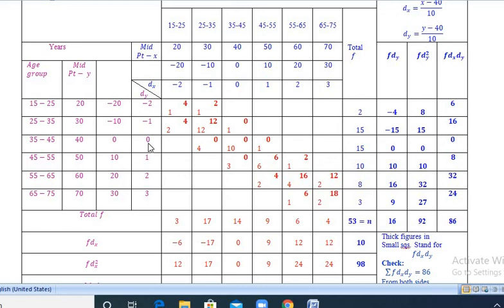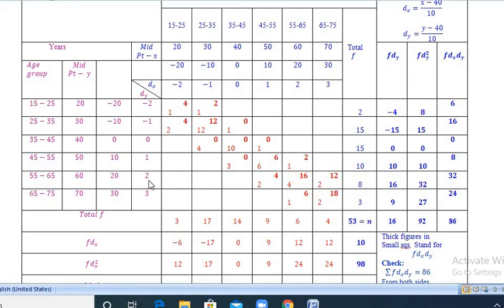Now here dy is 0 multiplied to dx, the entry becomes, that is f dx dy, it is also 0. And dy is 1 and dx is 0, that product is 0 into 3 is 0. And dy is 1, dx is 1, their product is 1 into 6, it is 6. And here dy is 1, dx is 2, their product is 2 into 1, it is 2.